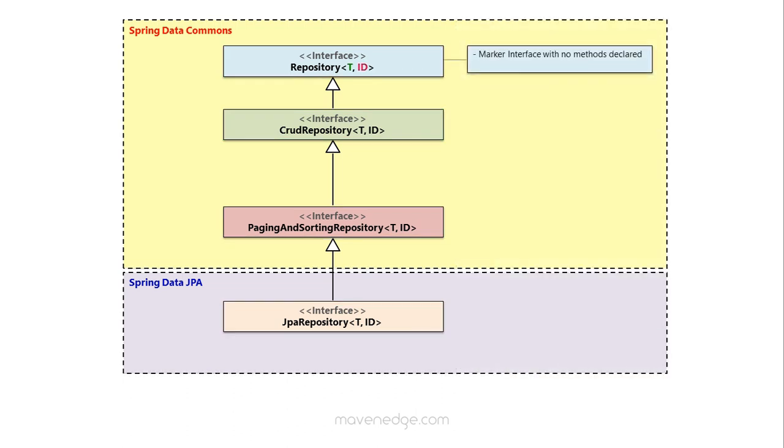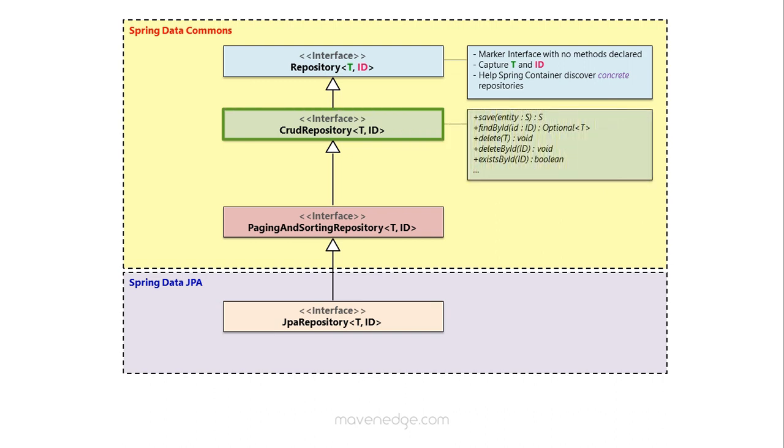And out of the three repositories here, the first one, the repository interface at the top of the hierarchy here, is just a marker repository and doesn't have any methods declared in it. It's mainly used to capture the entity type that we want to create a repository for and the type of the ID attribute in that entity. And it also helps the Spring container to discover any concrete repository interface during the classpath scanning. So this was how the Spring container got to know about our student repository interface.